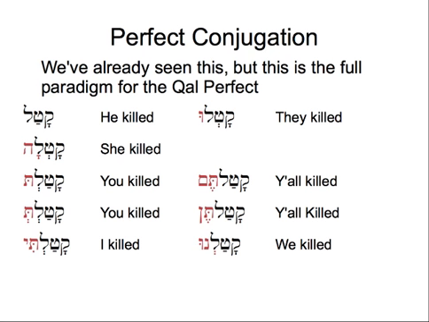But there is only one common plural perfect conjugation. Katalu, "they killed." It does not indicate whether it is a group of men, a group of women, or a mixed gender group. Likewise for first person. It does not indicate gender in those verbs either.